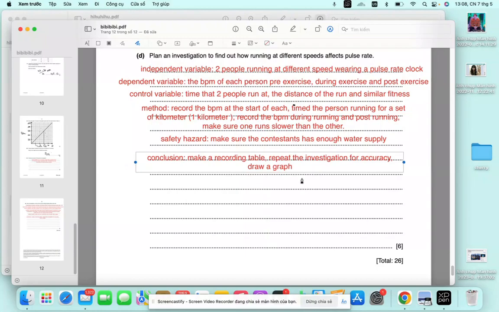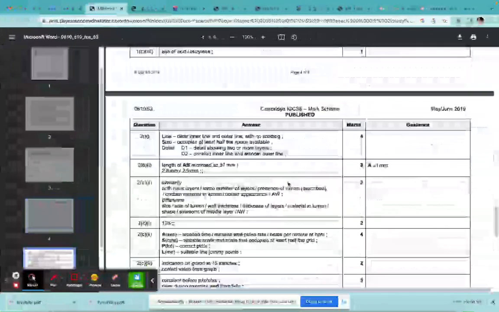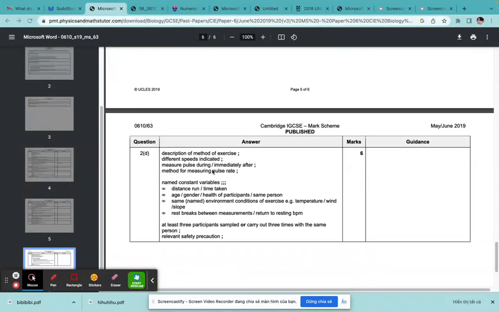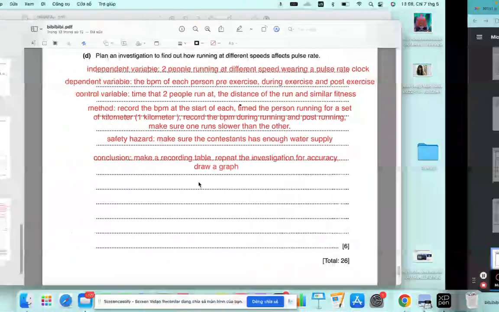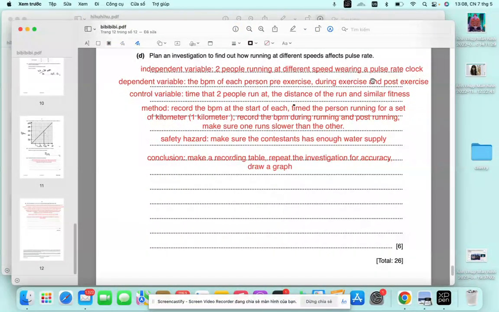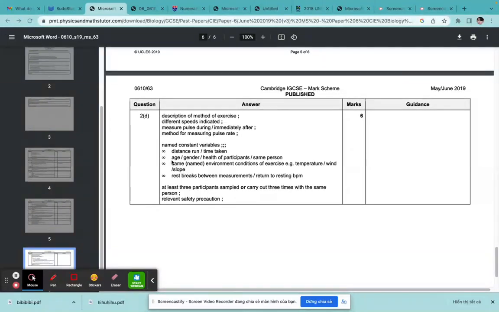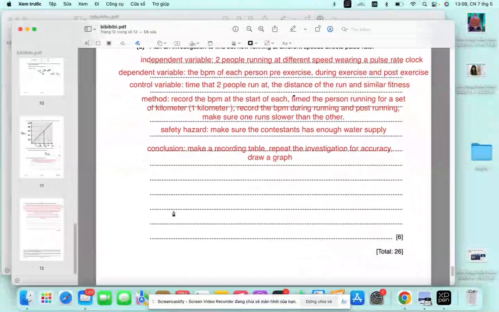Okay, this is what I have. Let's see what they wrote. Yes, description of method: exercise at different speeds, measure pulse. Yes, method of measuring pulse. We have a clock. You know those Apple watches that measure our pulse? Yeah, we use that. At least 3 participants. We have 2. I think 2 is fine, honestly. Age, gender, we have the same fitness. We have the same environmental condition and relevant safety precautions. So we have enough. 6 out of 6 for this one. And that is how you plan an investigation.